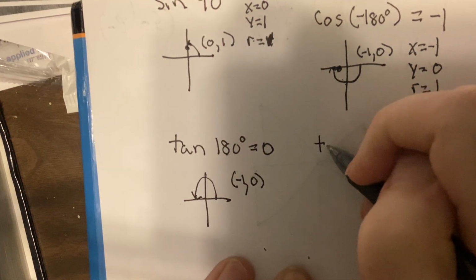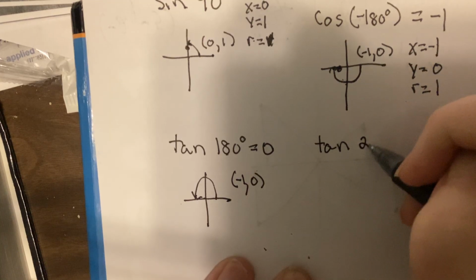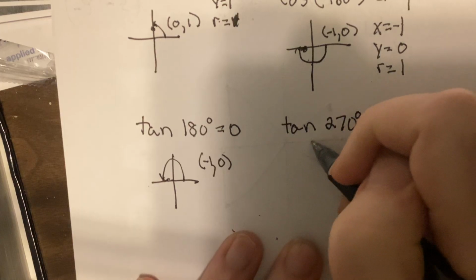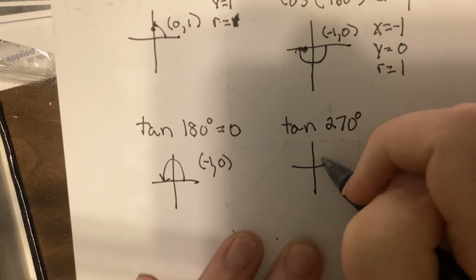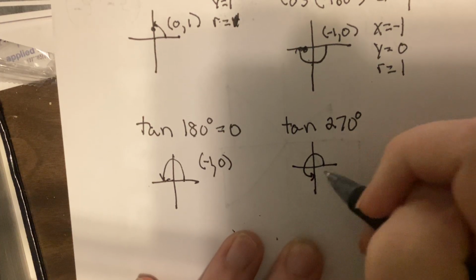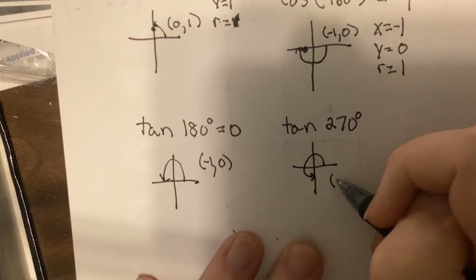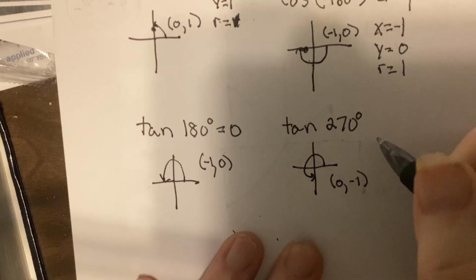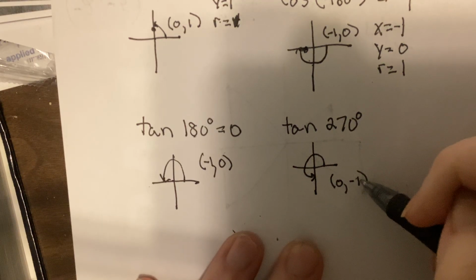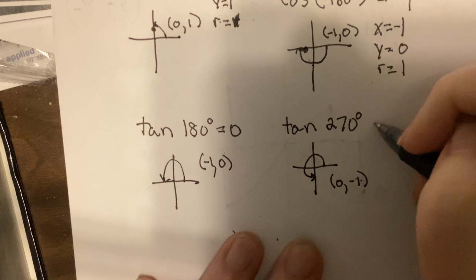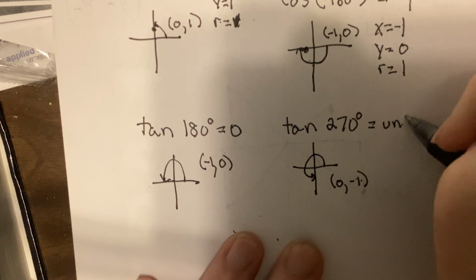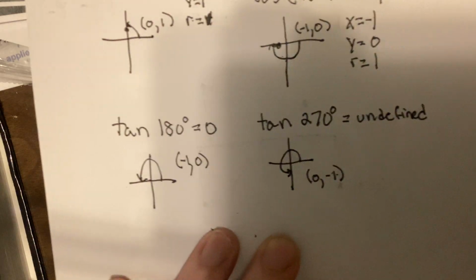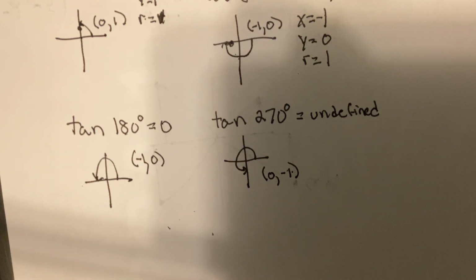How about tangent of 270? So it would be here. That would be the point 0, negative 1. Tangent is y over x, so that would be undefined, because if zero's on the bottom, it is undefined.